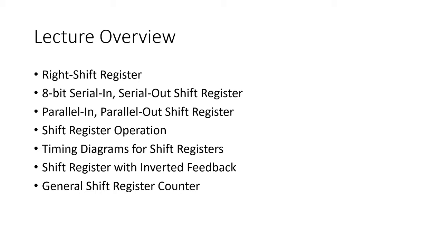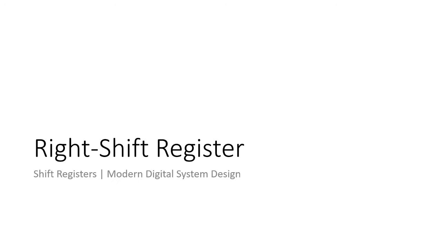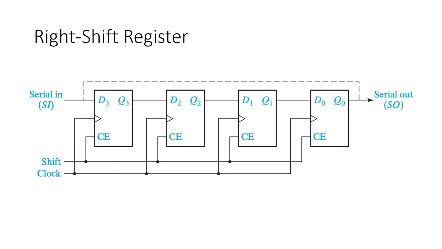So let's jump right in. So the right shift register, we're going to shift bits to the right. And here's what that looks like. Let's go ahead and just sort of unpack what we got. So we have serial in here on the left side. We got serial out here on the right side. And then notice that we have 4 of these regular D flip-flops with a clock enable.